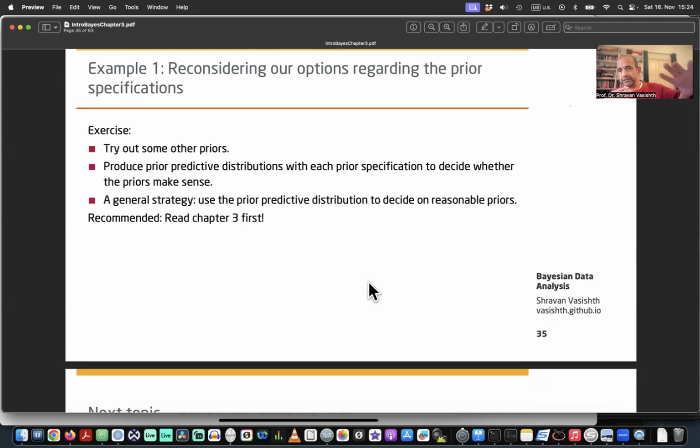Otherwise, you run the danger of mistaking noise for signal, right? Because it's very easy to find important looking patterns in the data which are purely a consequence of noise, right? Noise is a very amazing thing because it can look very systematic, right?